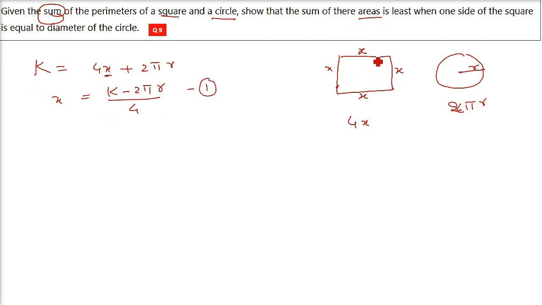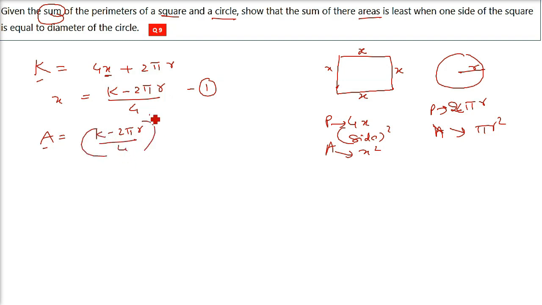Now the second thing is the areas of the square and the circle. The area of the square is side square, which is x square. The perimeter was 2 pi r for the circle, and the area is pi r square. When we take the sum of the areas, the sum will be x square plus pi r square, that is the area of the square plus the area of the circle. So let me write it here. I am taking x as k minus 2 pi r by 4. It should be taken in the next step, but I have done it here only. And pi r square was already there, as I told you, it is the area of the circle. And for x square, we have taken k minus 2 pi r by 4 as the x.